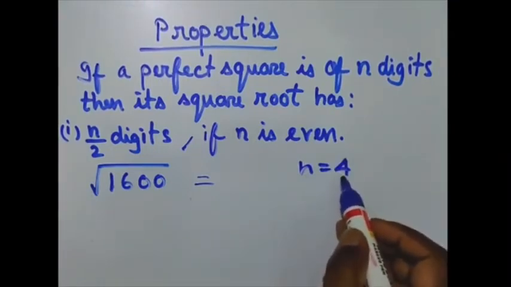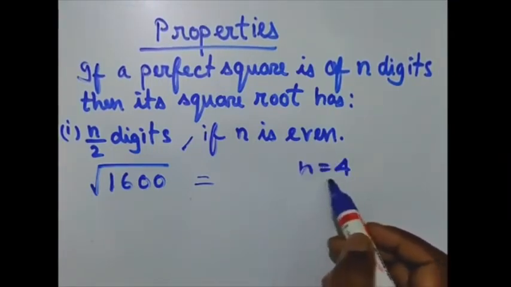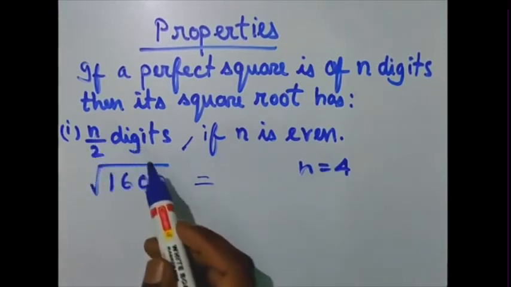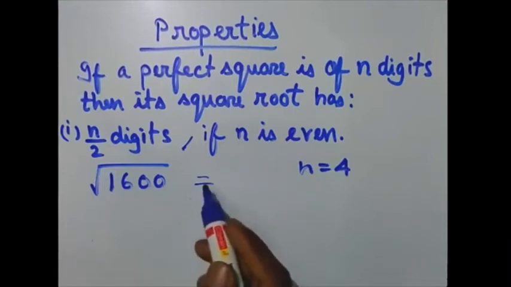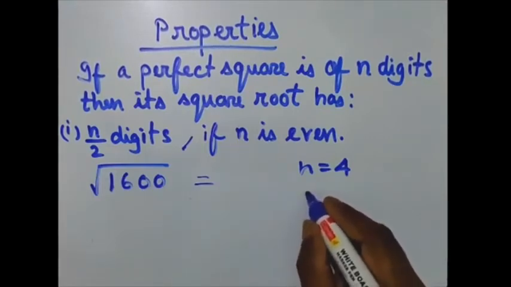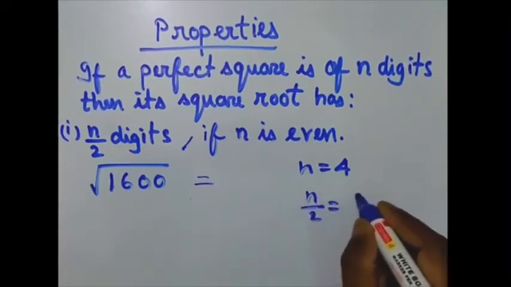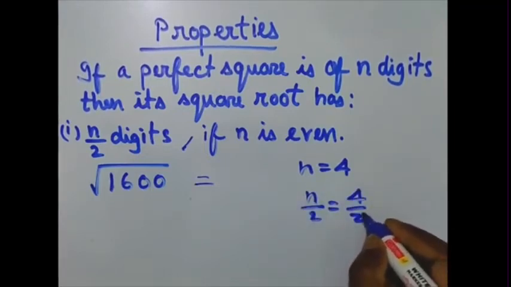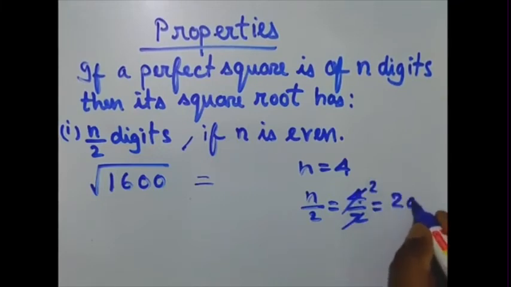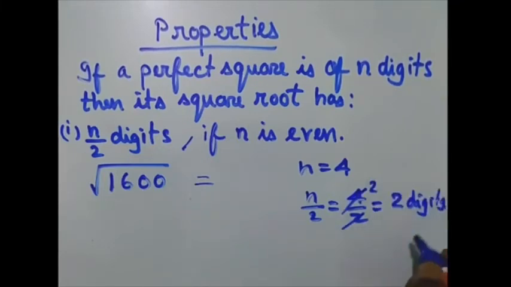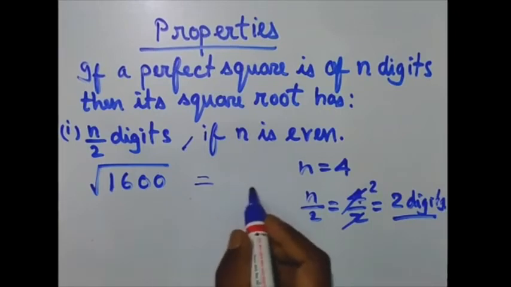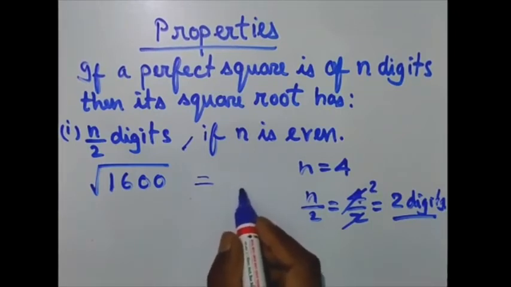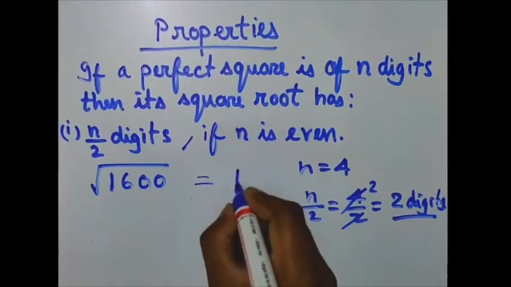So when n is 4, it is even. So if it is even, then we can say n by 2 digits this perfect square number will have on finding the square root. So n by 2 will be equal to what? 4 by 2, that is 2. So 2 digits. So we can say that if I find the square root of this perfect square number, the resulting square root number will have 2 digits. And what will that be? 40.